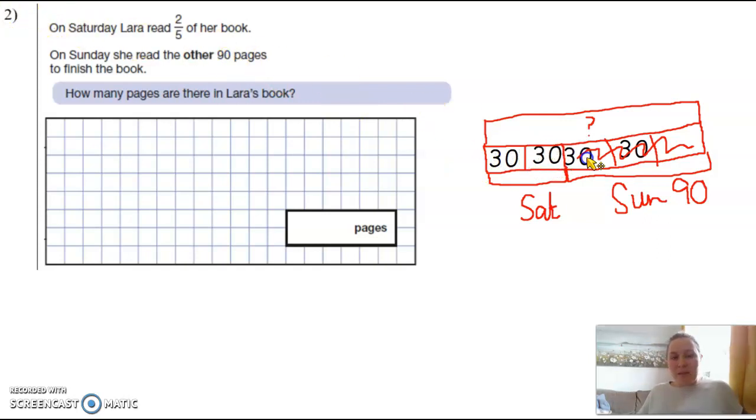Now, if I'm going to find out what my whole is, I'm going to have to put all of these bits together. So there's 5 bits and they're all 30. So I could do 30 and 30 and 30 and 30 and 30, or I could do 30 times 5, which will give me an answer of 150. So that is my whole. Check I've answered my question. How many pages are there in the book? Yep, 150. So that's your final answer. Well done if you got that right.